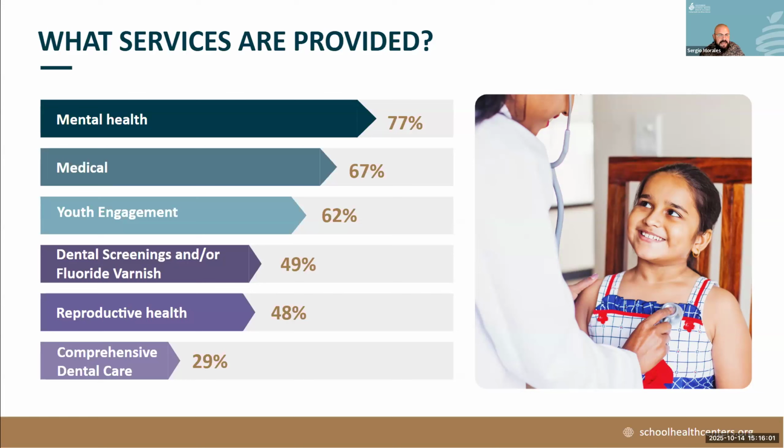We're also able to see that 67% are medical, and youth engagement, after school programs, and youth leadership development programs are critical and key, so we see a solid number of that, as well as dental screenings and fluoride varnish at about half of them. Reproductive health, we tend to see a lot more in high school settings or school-linked settings. And comprehensive dental care is a growing number, which is excellent in terms of increasing comprehensive health access points in California schools.